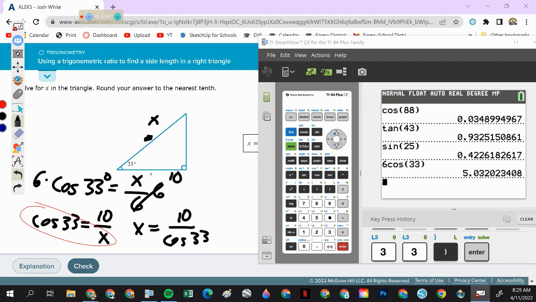And every single right triangle problem like this will either be a multiply problem or a switch problem. Whether you're using sine, cosine, or tangent, every single problem will either be a multiply or a switch.